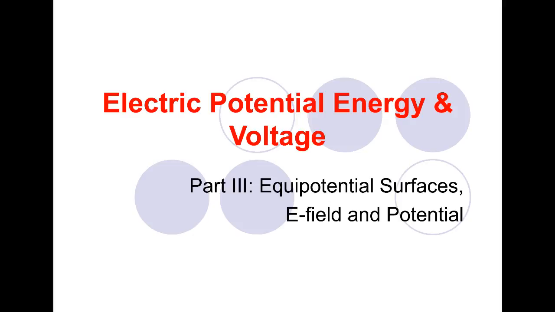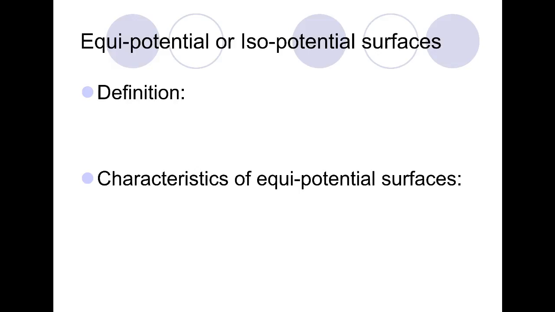Okay, welcome back everyone. In this video we are going to continue talking about electric potential energy, and in this video we want to talk about equipotentials. So what is an equipotential, or sometimes it's called an isopotential surface? Well, an equipotential surface is a surface with the exact same value of the electric potential everywhere.